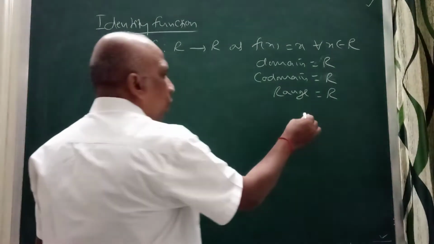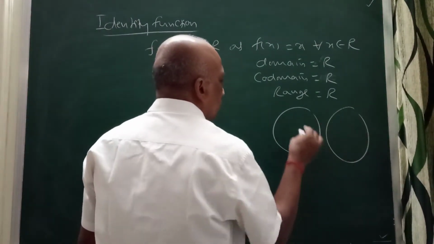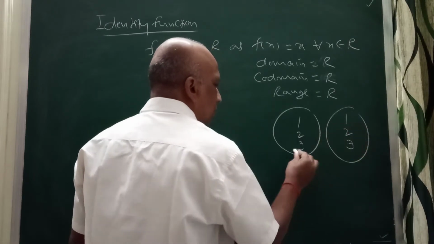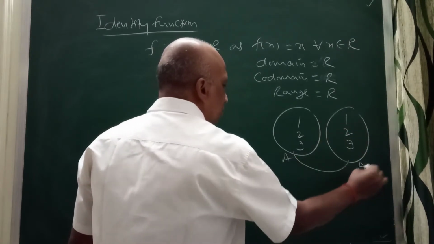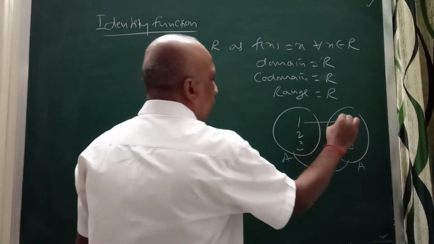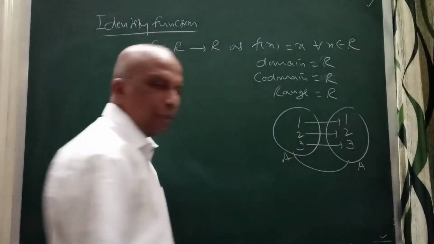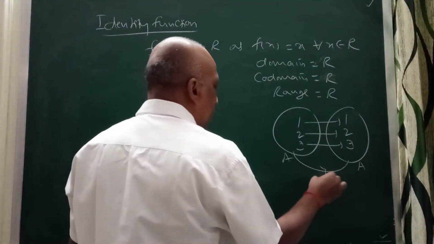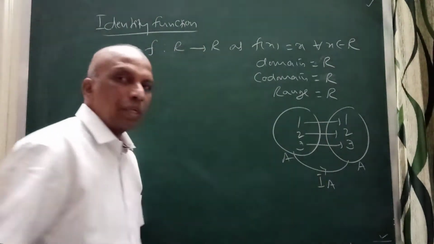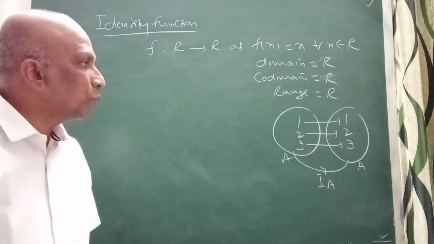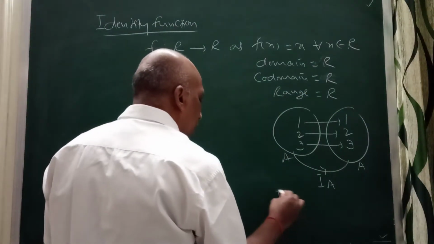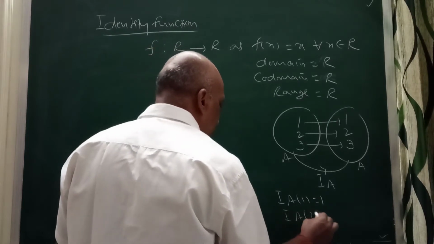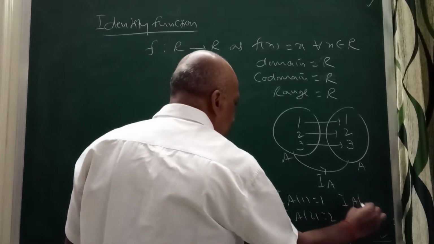For example, you draw like this. Suppose 1, 2, 3, and this also 1, 2, 3. So this is A, this is A. I write 1 to 1, 2 to 2, 3 to 3, image itself. When I have taken A to A, we represent this as I_A. I_A means A to A, image itself. Here I can define I_A of 1 is equal to 1, I_A of 2 is equal to 2, I_A of 3 is equal to 3.